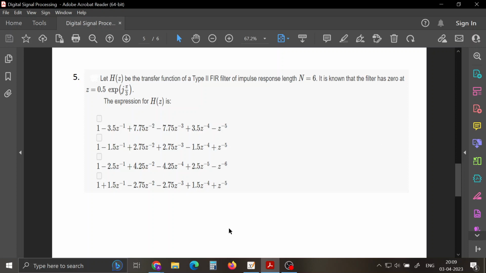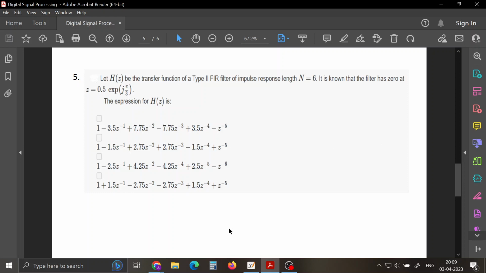We know even symmetry should be present for type 2. So just by looking at these 4 options, we can check which of them have even symmetry. We need to only worry about those. If one of the options does not have even symmetry, then we can simply eliminate it. So let's just do that.